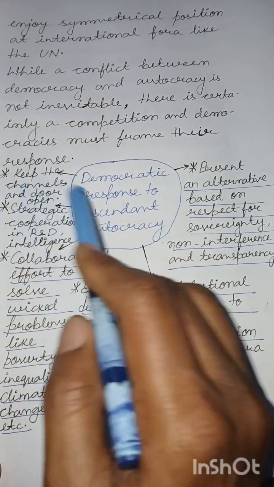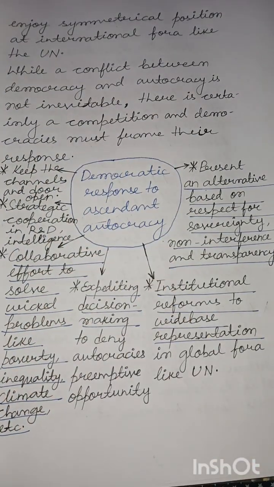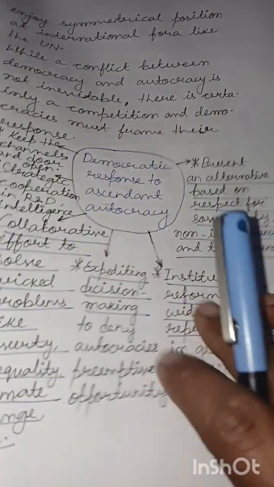We should also keep the channels and door open. We should keep the communication channel open with our potential adversaries, that is with autocratic countries too, and we should keep the door open if any member of the autocratic alliances, if a supposedly dictatorial regime were to apply for the membership of the democratic alliance, we should keep the door open for these countries too.